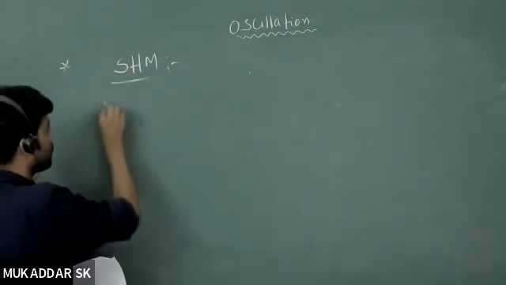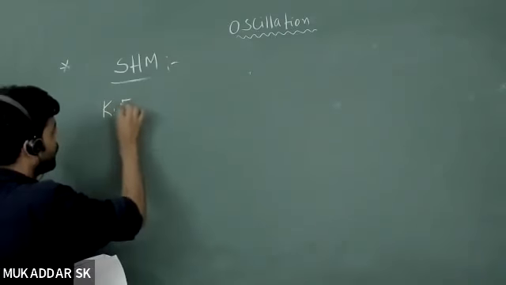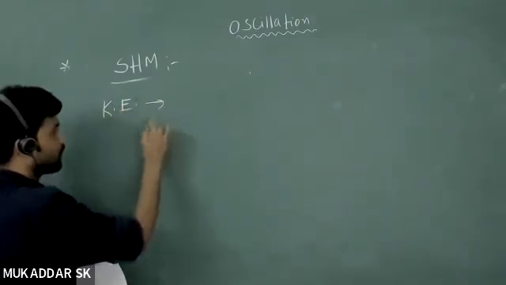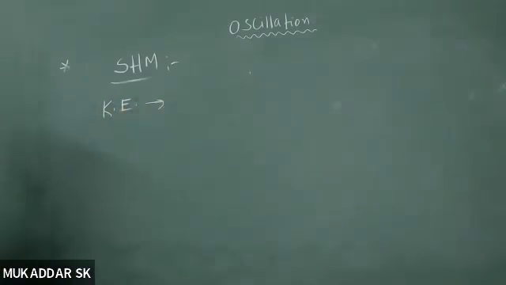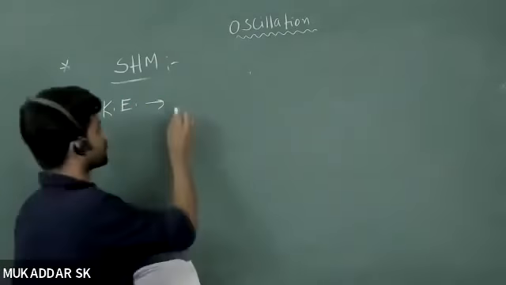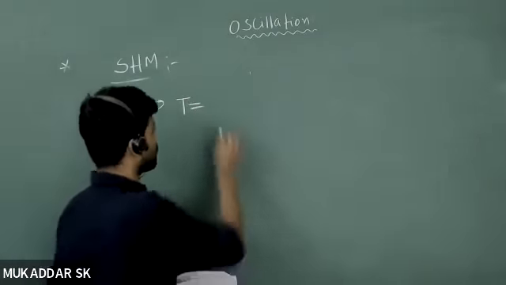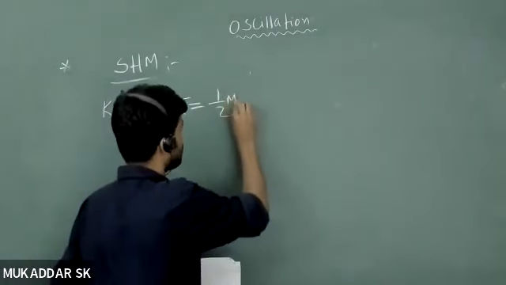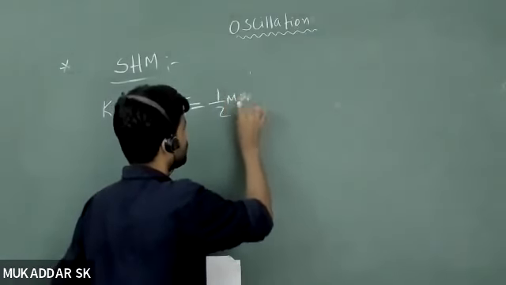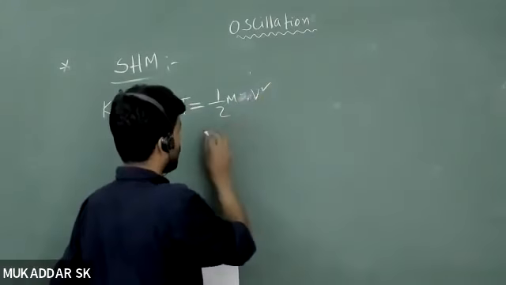Kinetic energy of a simple harmonic oscillator. So kinetic energy is coming due to the motion, or due to the velocity, right? Let us denote that kinetic energy by T. So it will be basically half m v square, right? And you know what v is.